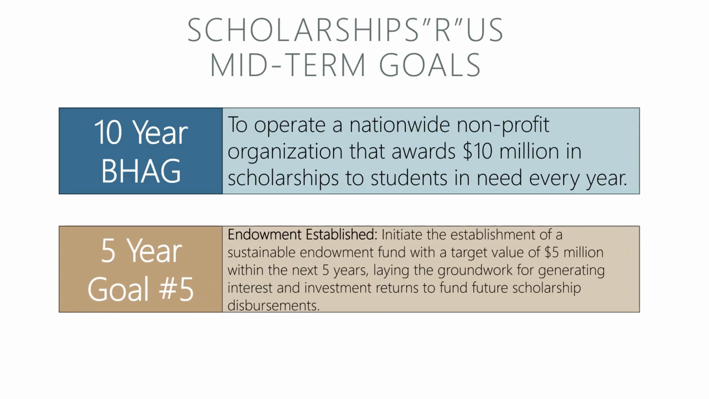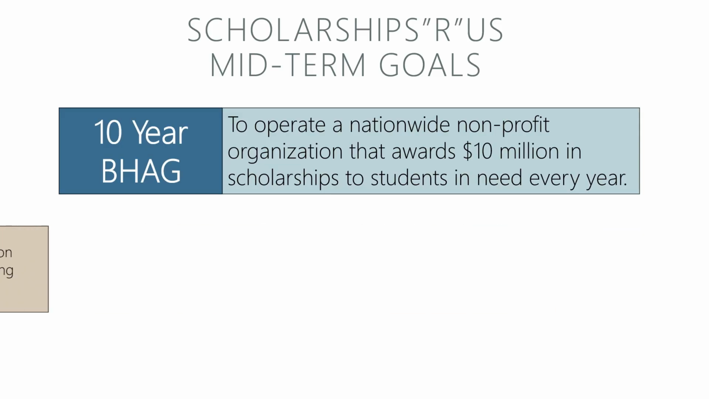5. Endowment established. Initiate the establishment of a sustainable endowment fund with a target value of $5 million within the next 5 years, laying the groundwork for generating interest and investment returns to fund future scholarship disbursements.